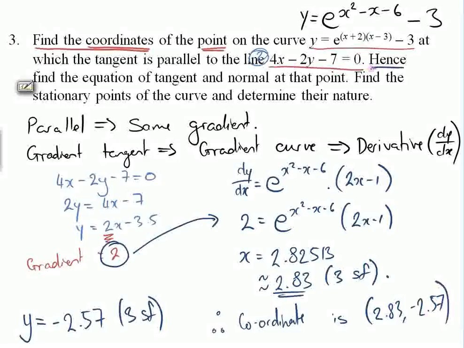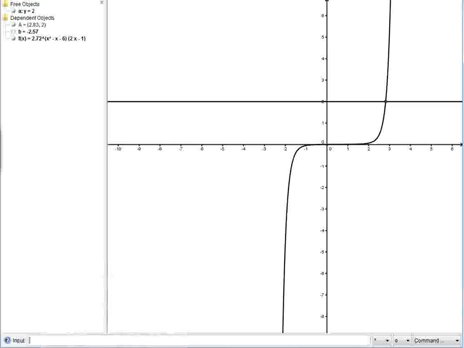Hence, from what we've already done, we have to find the equation of the tangent and the normal at that point. Well, we already know what the gradient at this point is. The gradient here is going to be 2. We found this out in the first part. So we've got the point 2.83, negative 2.57, and we're asked to find the tangent when we know m is equal to 2. The gradient is 2.